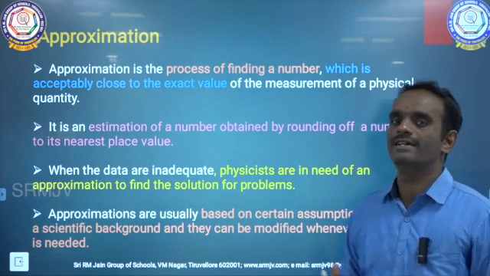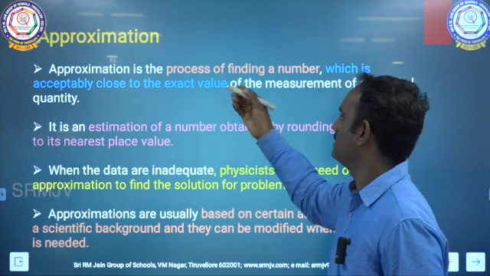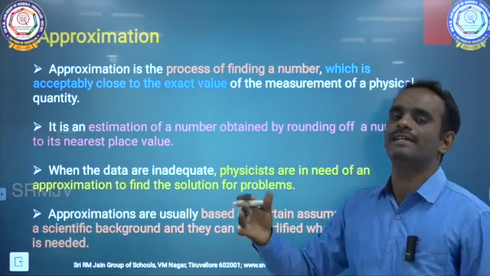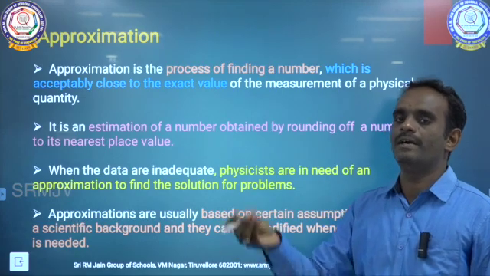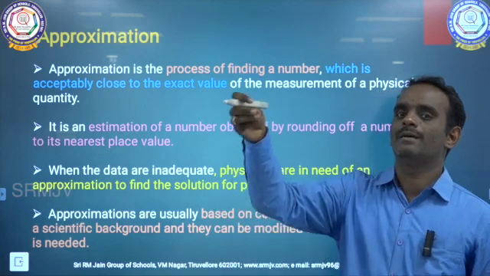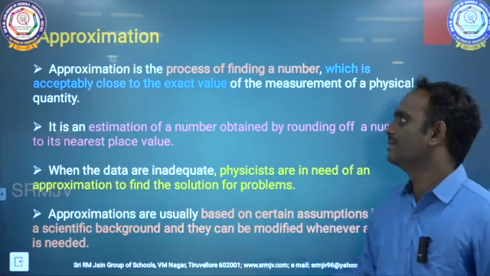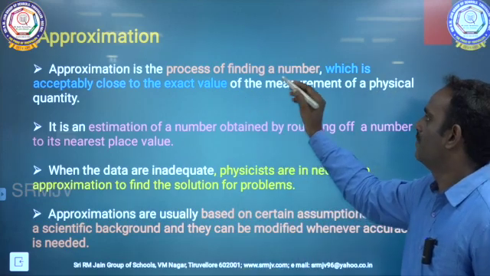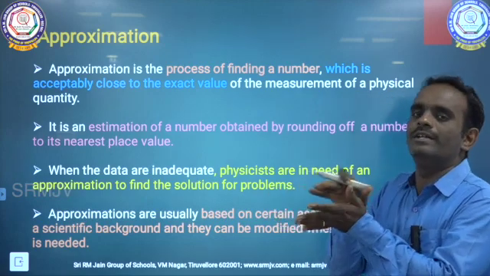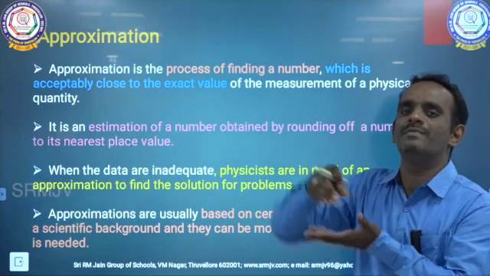And the next one is approximation. Approximation is a process of finding a number. Approximately we are telling, no? While preparing sambar, what happens? Our mother approximately adds some amount of salt, that is said to be approximate. So, approximation is a process of finding a number which is acceptably very close to the exact value, that is called approximation.